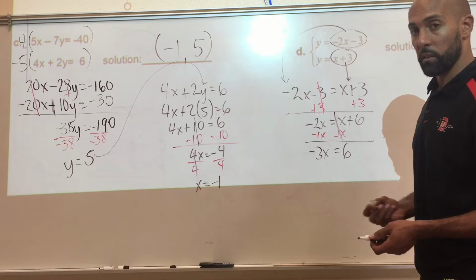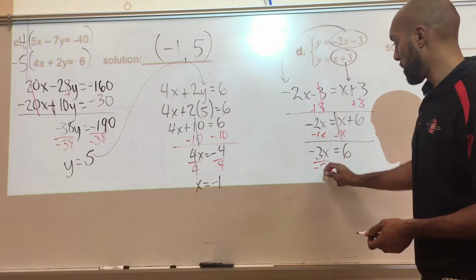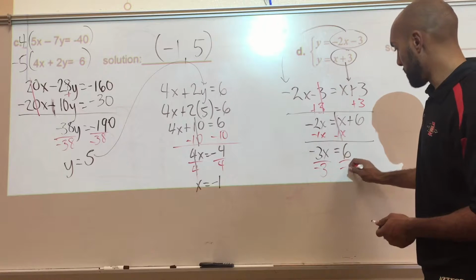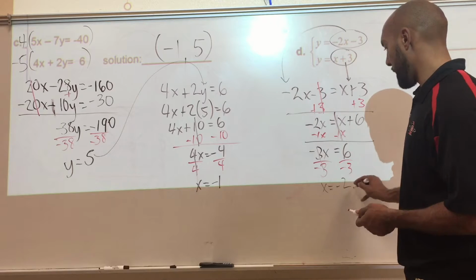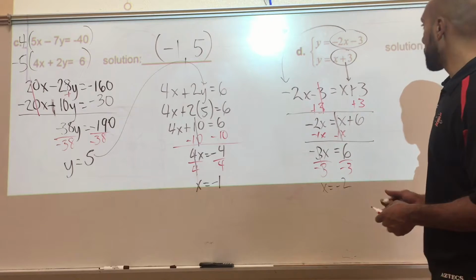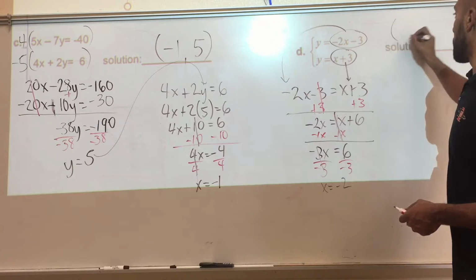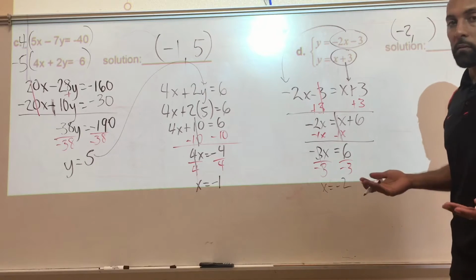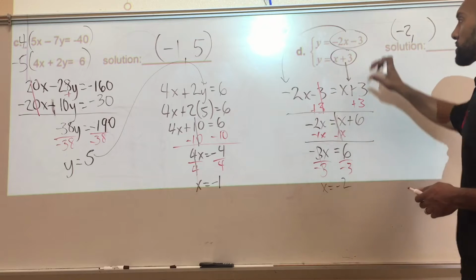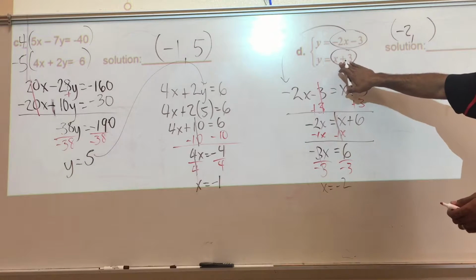Okay, now we're going to divide negative 3, both sides. X is equal to negative 2. Okay, so there's our answer. First, negative 2. Oh, but wait, we need y, right? Okay, so you can plug it into either one. This looks like the easiest one.